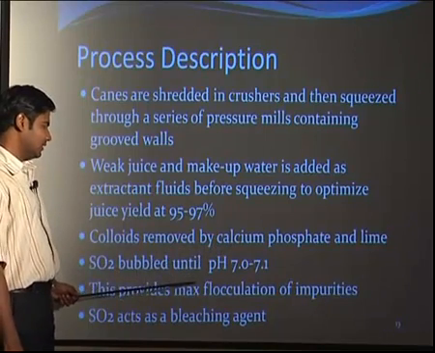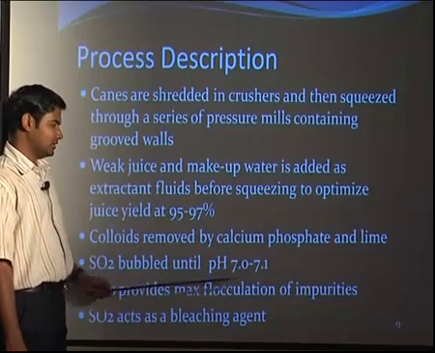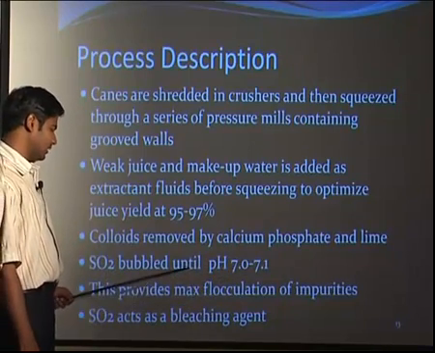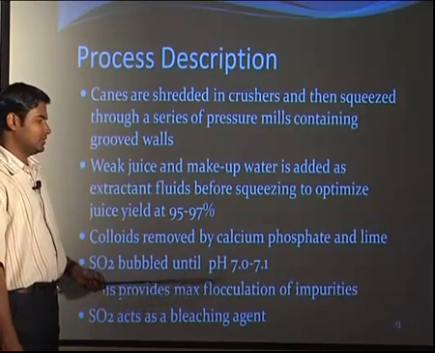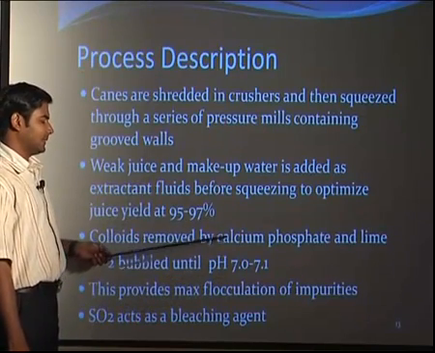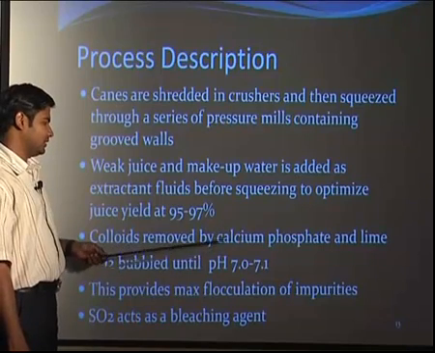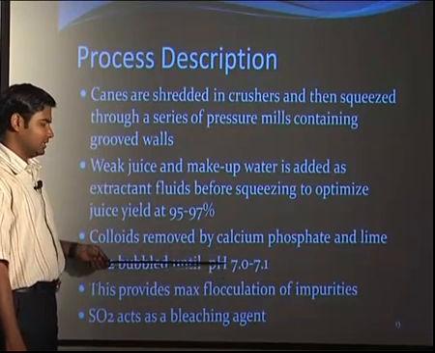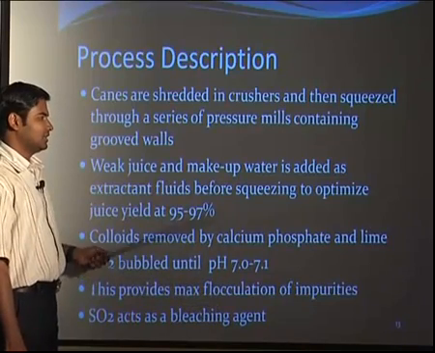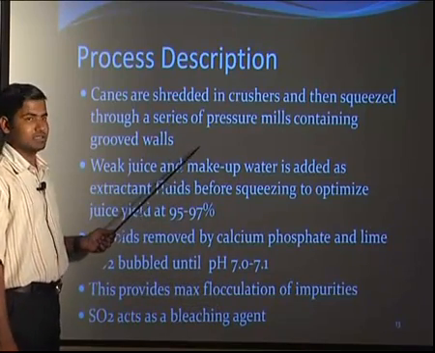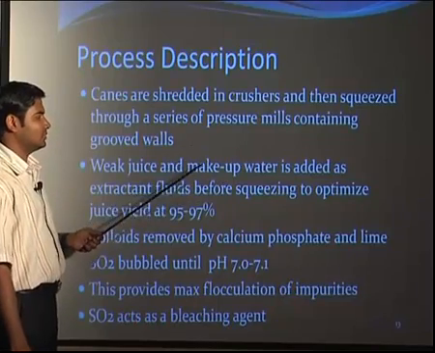Then sulfur dioxide is bubbled in until the pH is 7 to 7.1, and sulfur dioxide also acts as a bleaching agent, and this provides maximum flocculation of the impurities. So the lime removes the colloids, and the sulfur maintains the pH and also acts as a bleaching agent to remove the impurities. This procedure is done in the extraction of sugar from sugar cane.